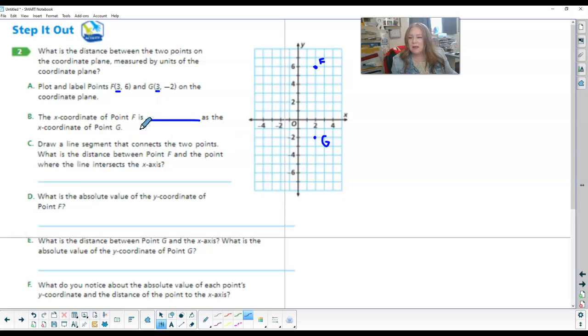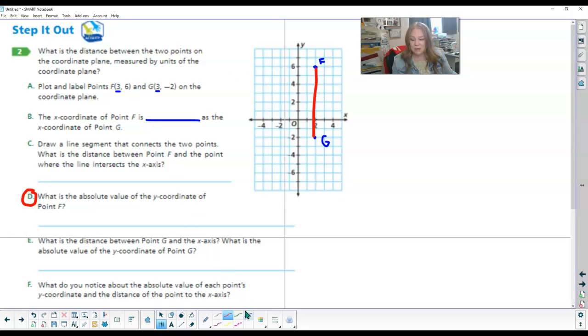Okay, now you're going to draw a line to connect the 2 points. So I'm drawing my line, connecting my 2 points. And what is the distance between them? So what is the distance to get from F to G? And then the next thing it needs you to do is you're going to find the absolute value of F to 0 from the y coordinate.